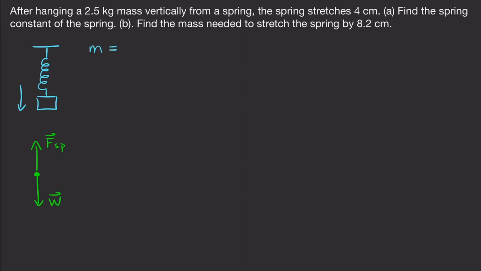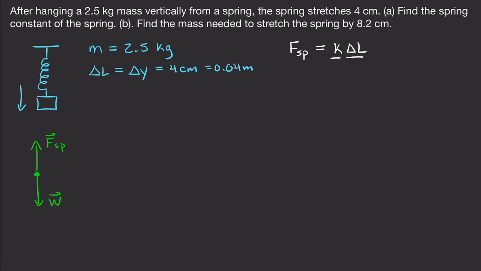So I'm just going to start by writing what I know. So my mass is 2.5 kilograms. And my delta L, my change in length, in this case is a change in the Y direction. And it is 4 centimeters or 0.04 meters. So the reason I write it like this is because Hooke's law, or the force of a spring, is given by k delta L. Sometimes it might be written as negative kx, but in this case it's just k times the displacement of the spring, and then we just have to put in the direction by hand.